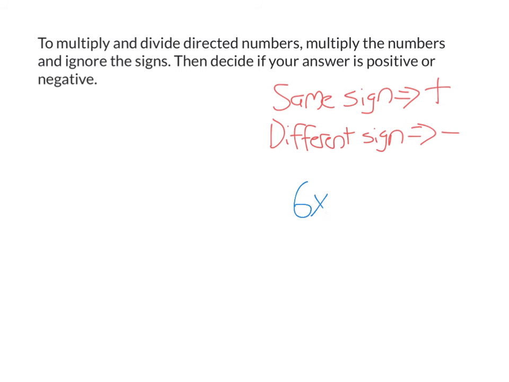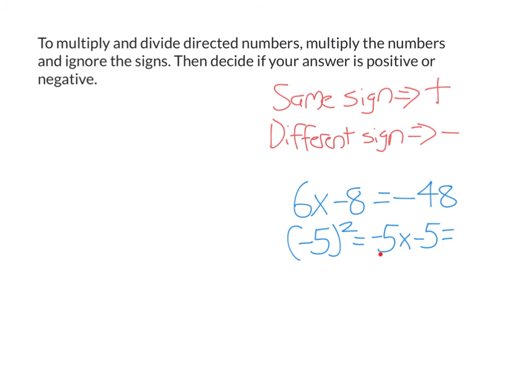So if I had something like 6 times -8, so 6 times 8 is 48. Because it's a positive and a negative, they have a different sign, so my answer is negative. If I have something like -5 squared, well, that means -5 times by itself. That's what squared means, times by itself. So here, I just go 5 times 5 is 25. Now, I'm multiplying a negative by a negative. They have the same sign, so my answer is positive. So -5 squared is positive 25. Remember, we don't usually write the positive sign in our answer.